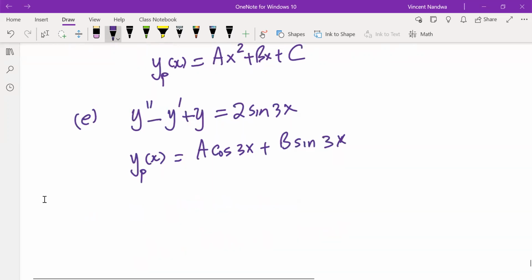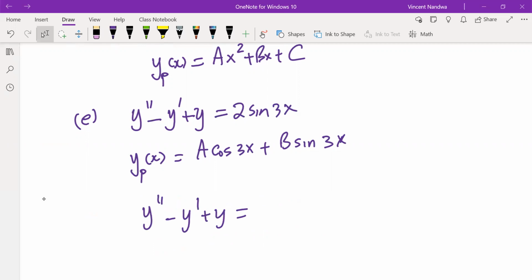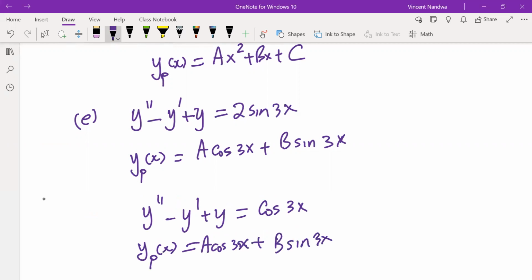Similarly, if we had y double prime minus y prime plus y equals, say, cos 3x, still the correct form of yp will be a cos 3x plus b sine of 3x. The thing is that if we have a cos or a sine, the particular solution is a linear combination of both cosine and sine function.